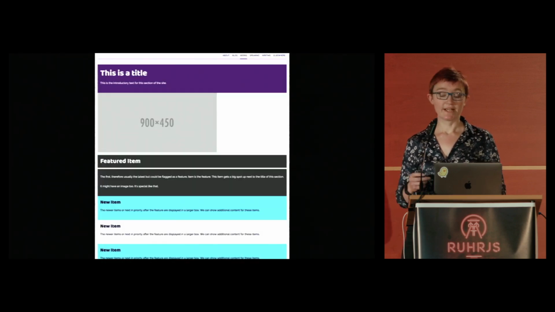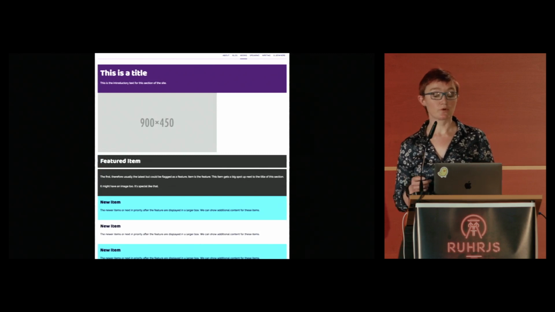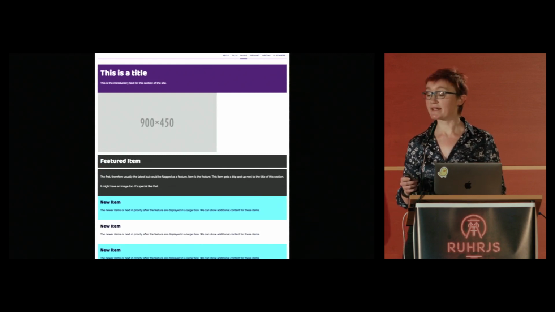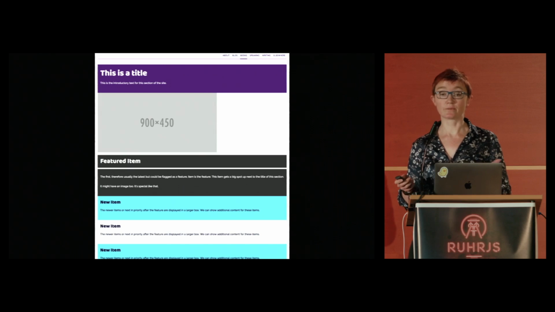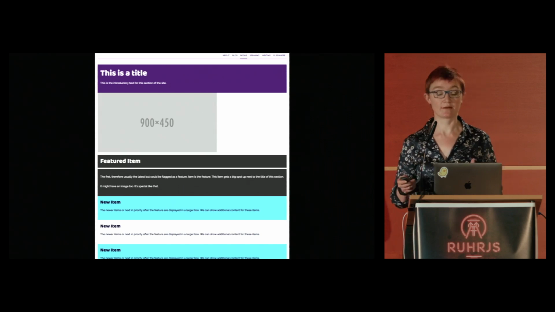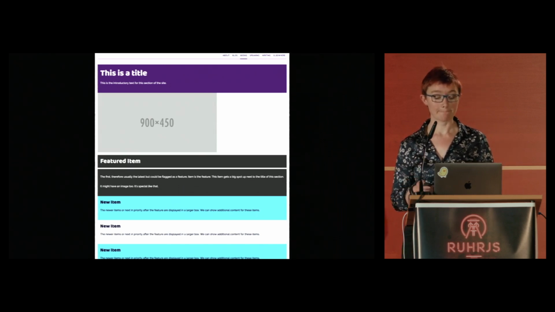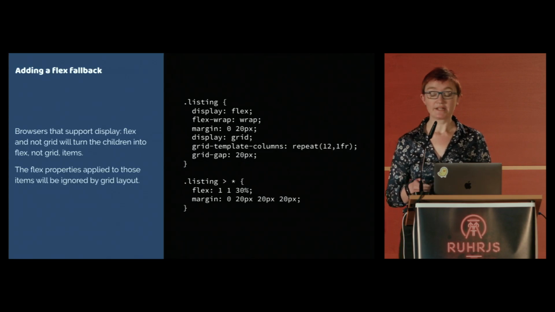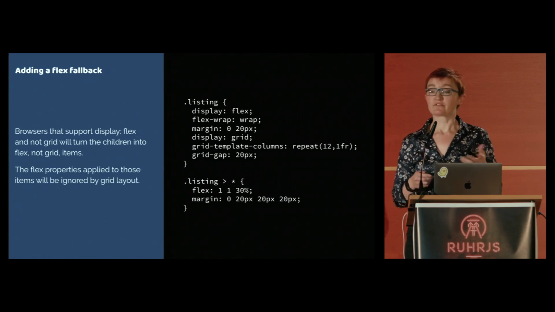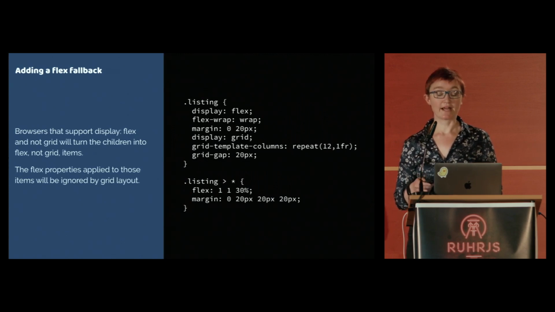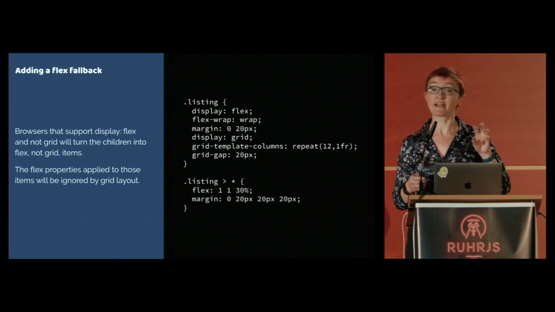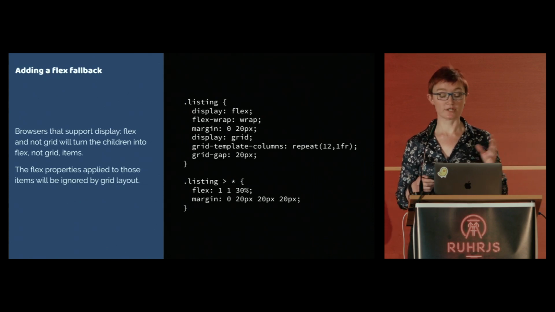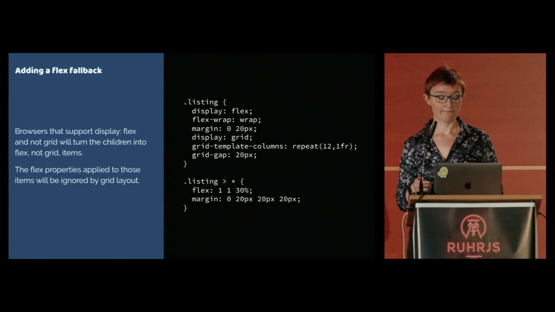As a quick example, here's our listing page in a browser that doesn't support Grid Layout. As you'd expect, everything is displaying just in document flow because it's not got any layout. It's just been laid out one thing after the other. In this case, perhaps I'm going to use Flexbox as a fallback. I know that flex items will become grid items if grid is supported, and the flex properties that you apply to the item will just be thrown away once it becomes a grid item.